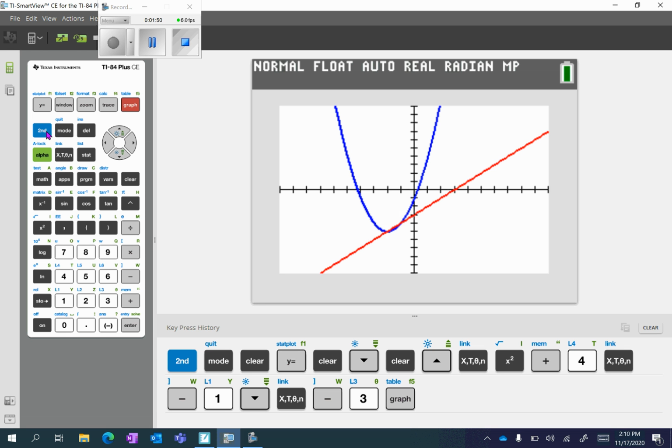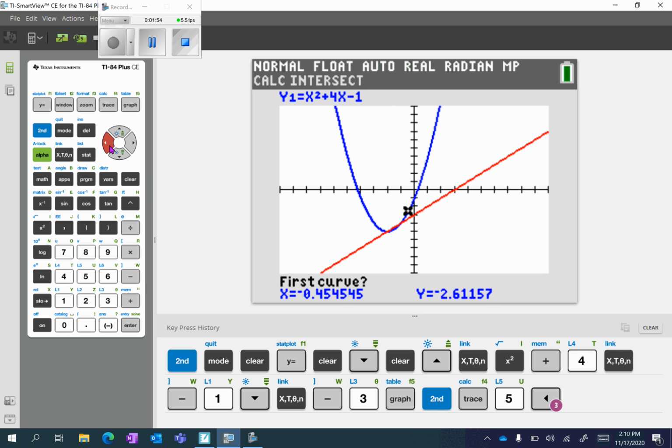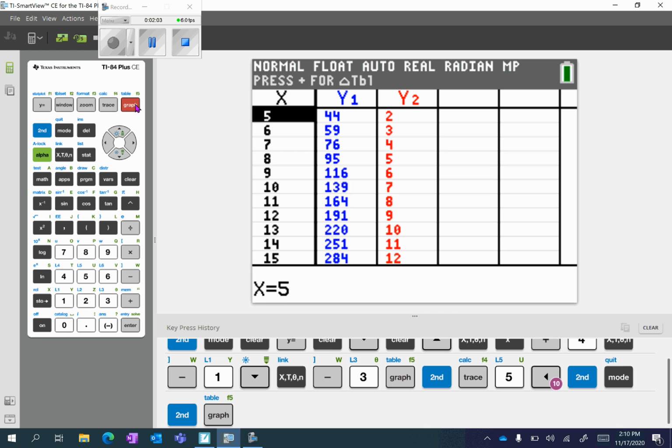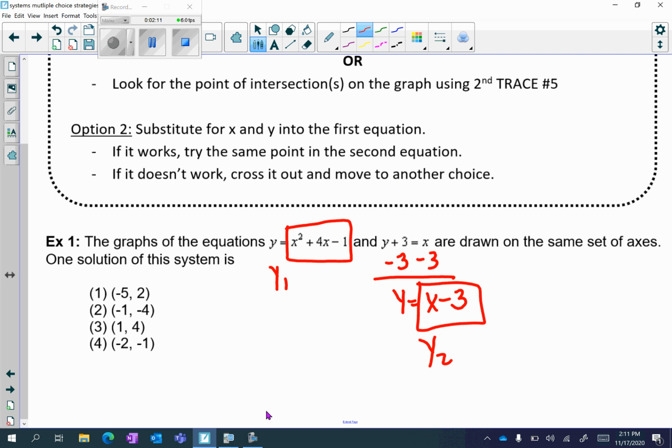So if I wanted to, I could do second trace 5 and I could scroll over using my left or right arrow to a point of intersection and hit enter 3 times. But I want to take a look at the table. So I'm going to hit second graph and I'm going to look at my table for the matching y values. And if you go back to the question, these are the options that were given to me.